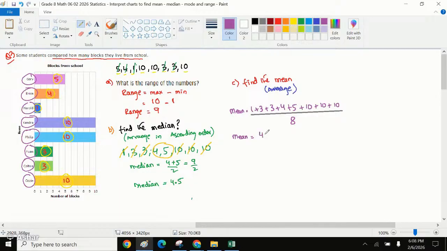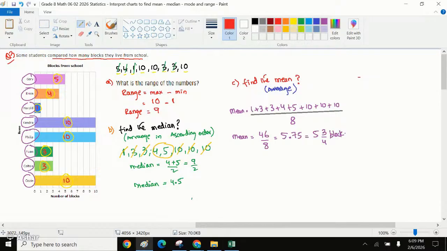So that means 46 is divided by 8. When 46 is divided by 8, we get an answer in decimals. That is fine. That means 5.75, or we can write 5 whole 3 upon 4 blocks is the average distance of a child from the school. Okay, so we found the range, we found the median, we found the mean.